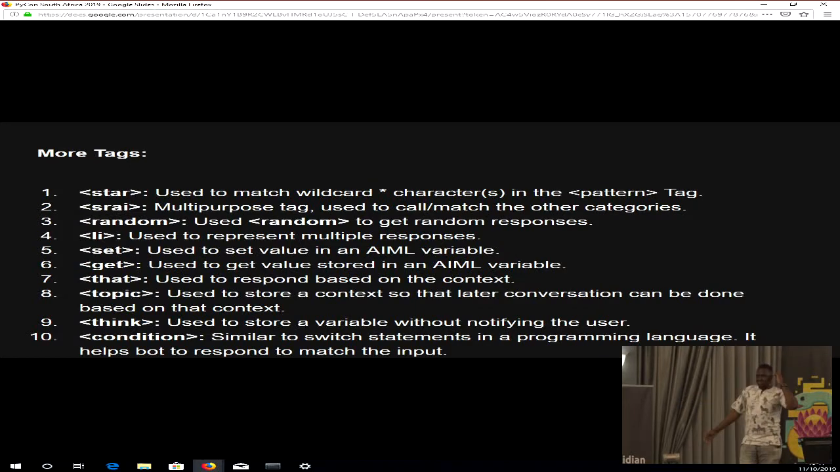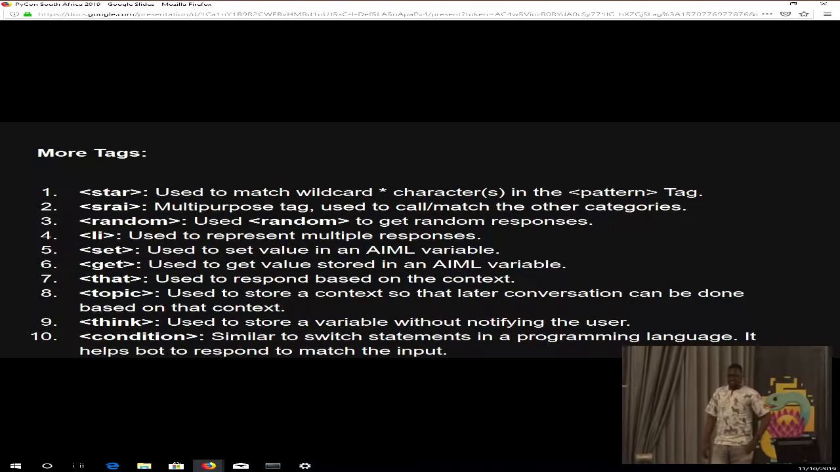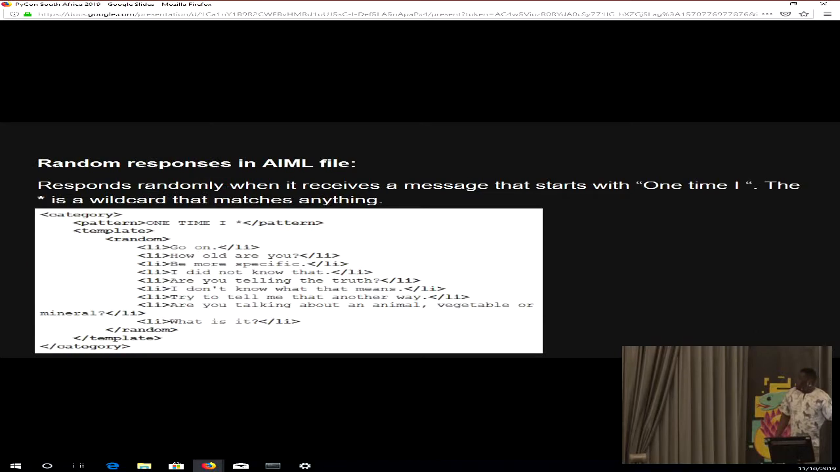Imagine, at the university, how many modules have you learned? Around 56 for the undergraduates. And these tags are just 14. Are you sure you're going to struggle with this? You won't. Maybe 20 or 30 minutes to go through these tags, then from there you are fine. You can develop a simple bot from what you have learned.